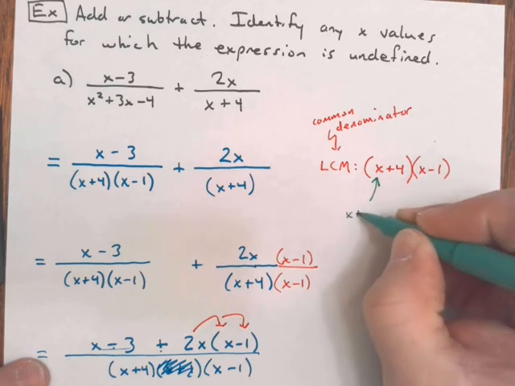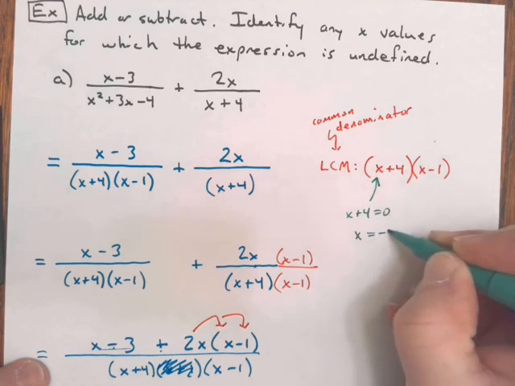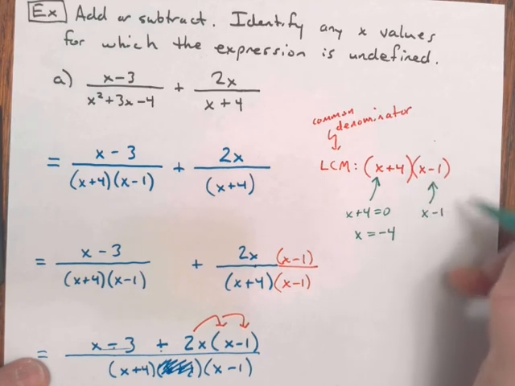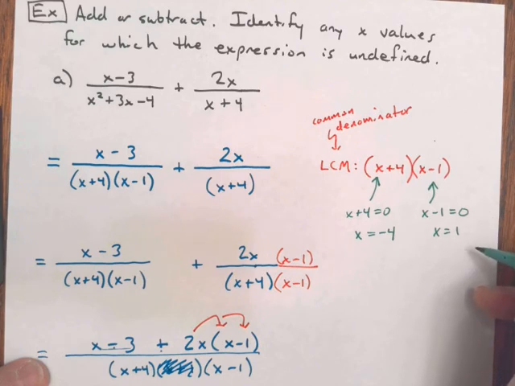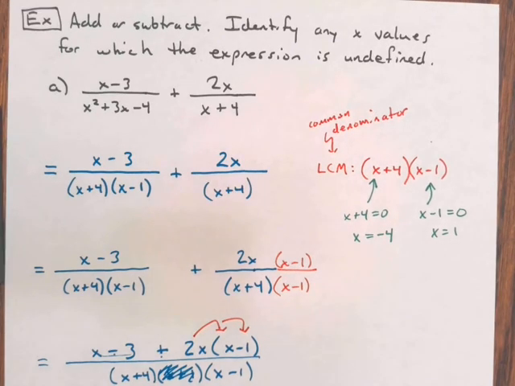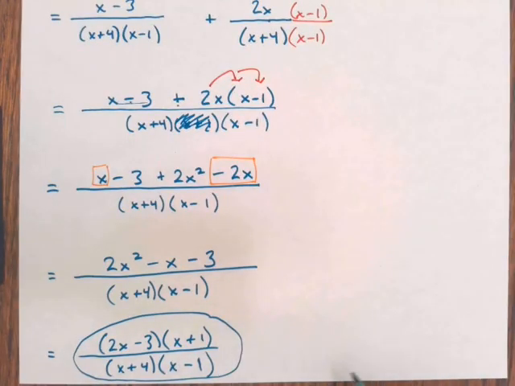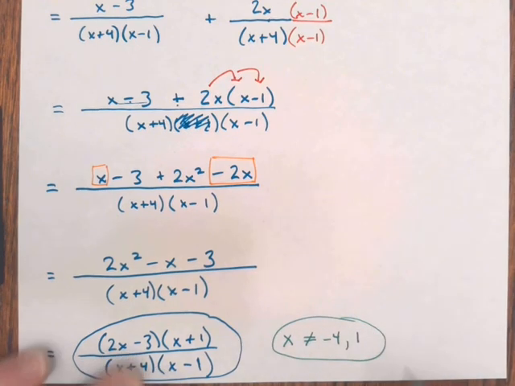So you could do x plus 4 equals 0 and then solve. Subtracting 4 on both sides gives you a negative 4. Similarly, you probably can see that 1 is not going to work because that would give us a 0. Or you can set it equal to 0 and then solve. So the two numbers that x cannot be equal to are a negative 4 and a positive 1. So as part of our final answer, x cannot equal a negative 4 or a 1.